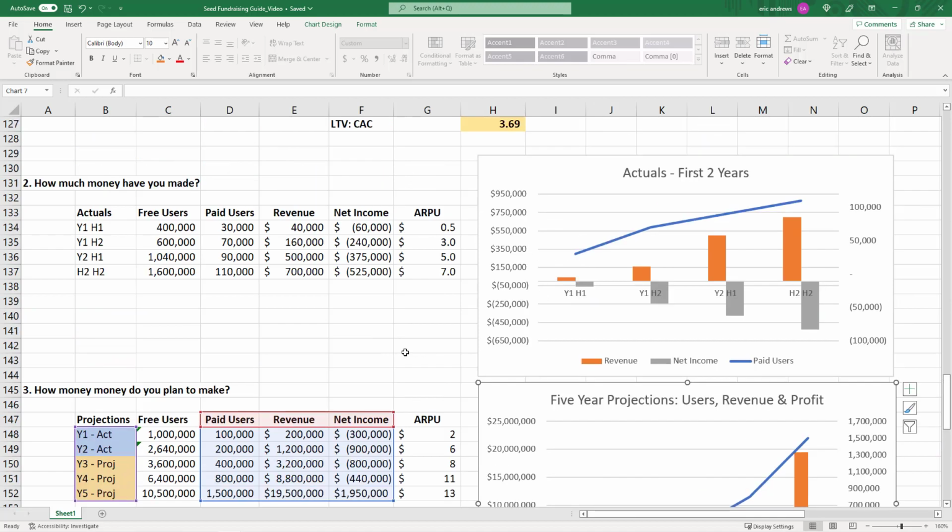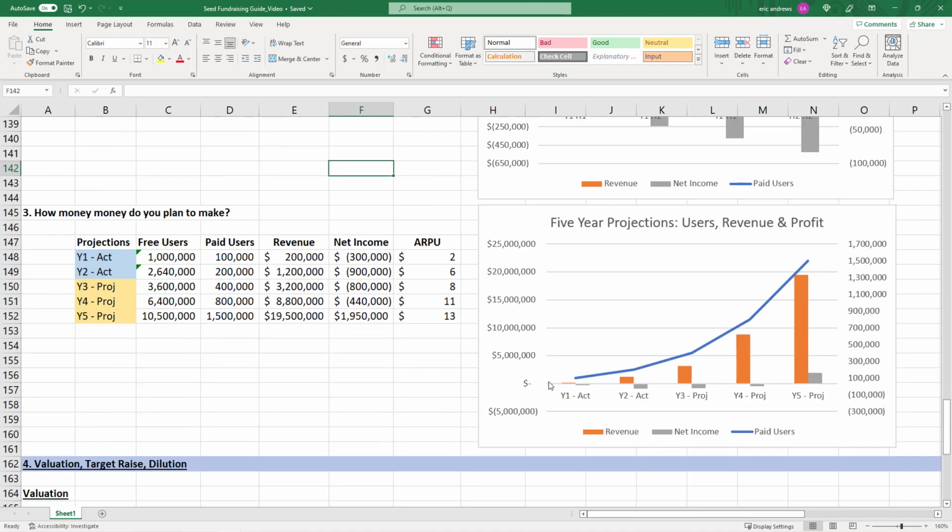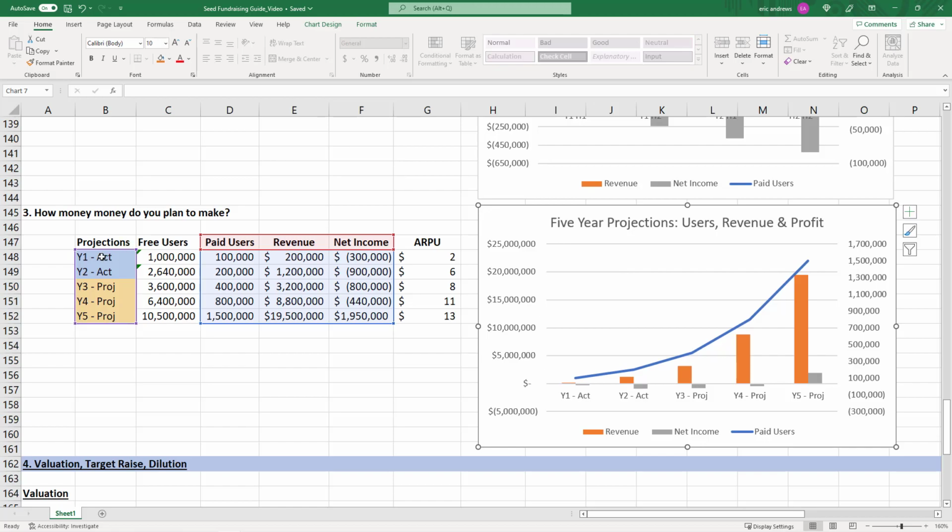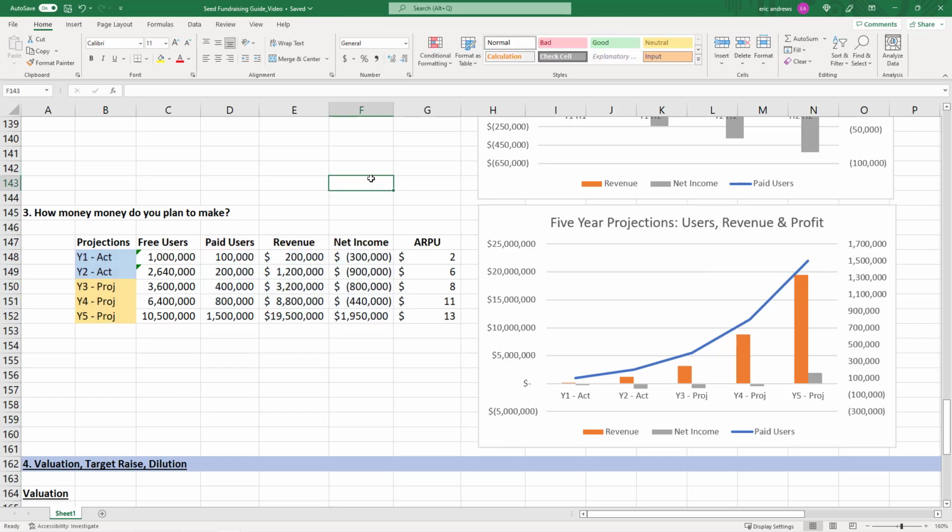And some people also just include it all in one chart. And so they would say actuals for year one, year two, and the rest would say projections. So that's what I did on this chart. I said year one, year two, these are actuals here, and here's the projections. And so you can show it all in one chart for how much money do you plan to make.